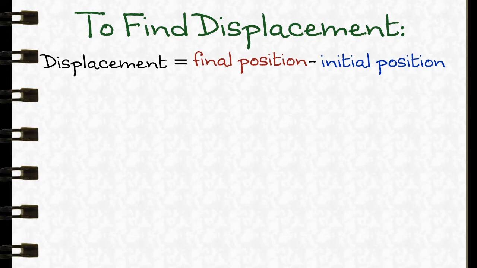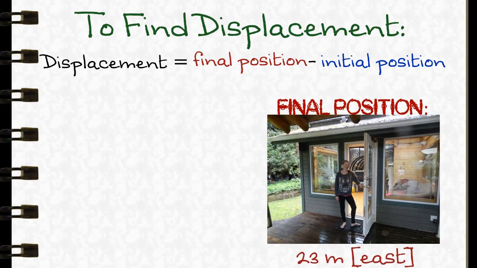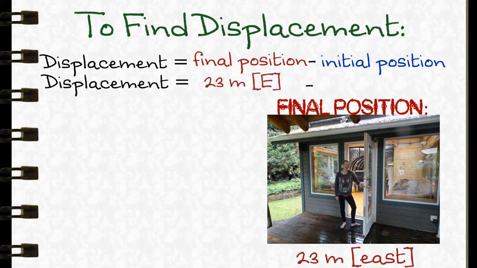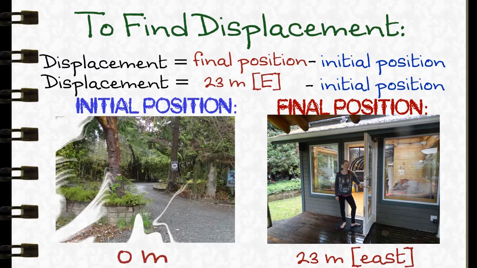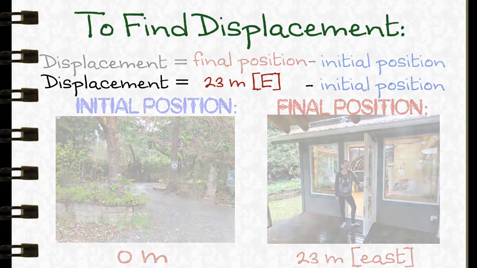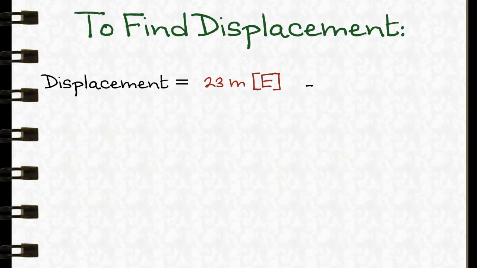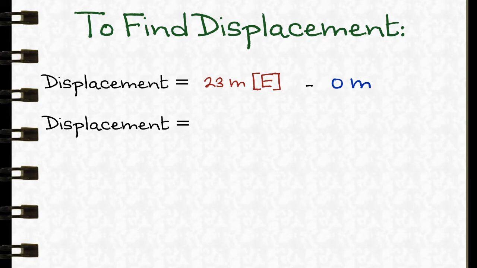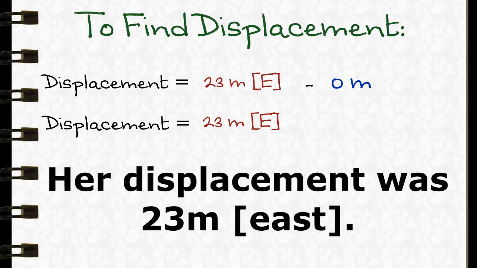Using this formula, let's figure out her displacement. Her final position is the position she ended at, which was 23 meters east of the driveway, at her house. So now we know displacement equals 23 meters minus the initial position. What was her initial position? Her initial position was the top of the driveway, where she started, which had a position of 0 meters, the starting point. Displacement equals 23 meters minus 0 meters. 23 meters minus 0 meters is 23 meters. This means her displacement from the top of the driveway to her house was 23 meters east.